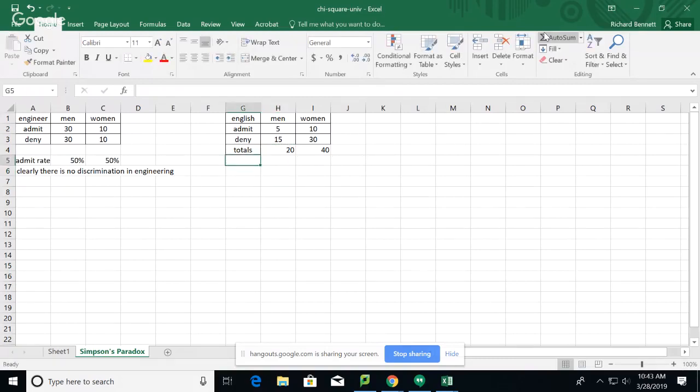Now, when we do the admit rate here, it works out to be 25%. 5 divided by 20 is 25%. 10 divided by 40 is also 25%. So there is no discrimination in English. But here's what the Simpsons Paradox does.